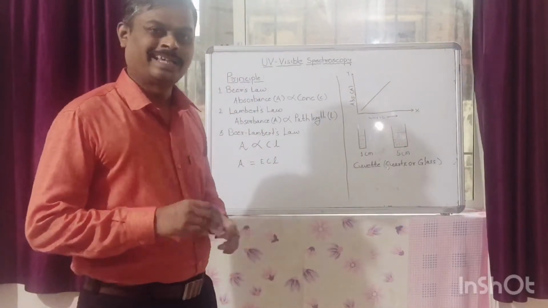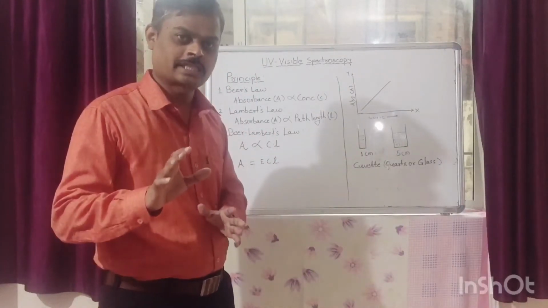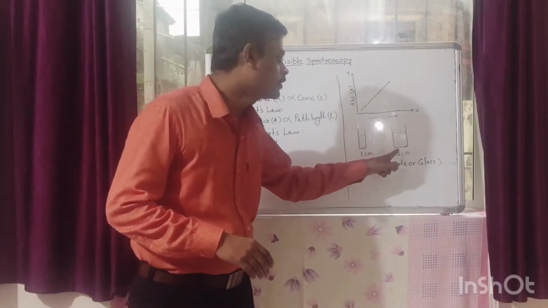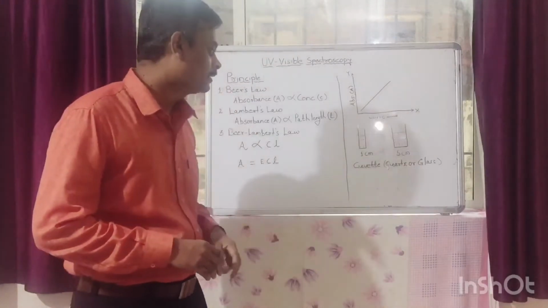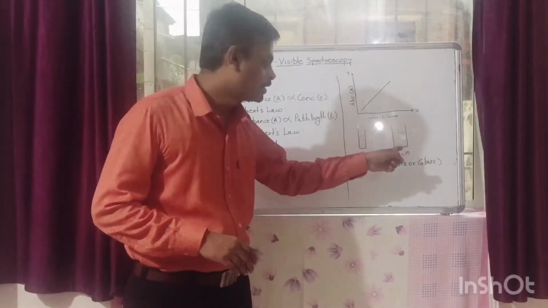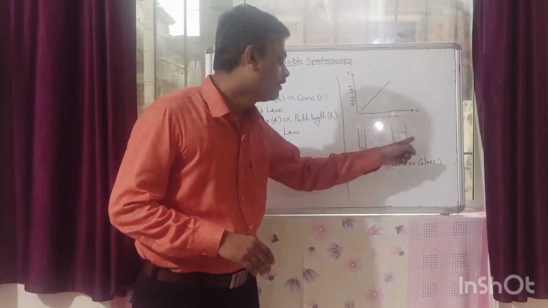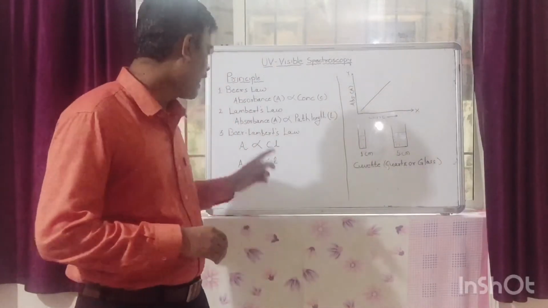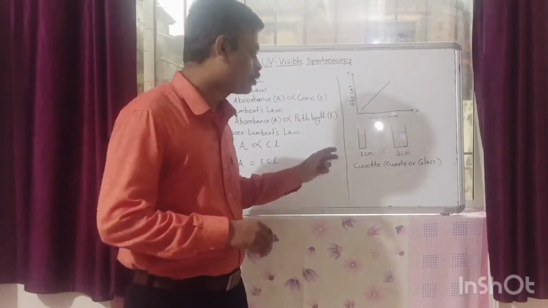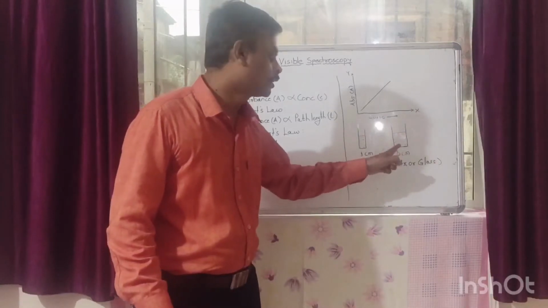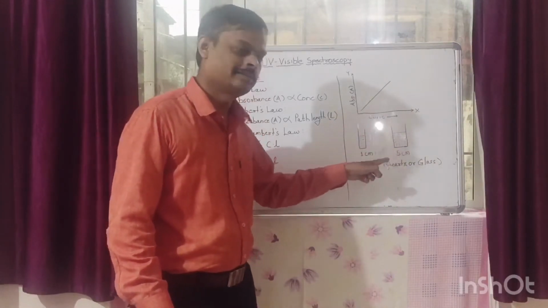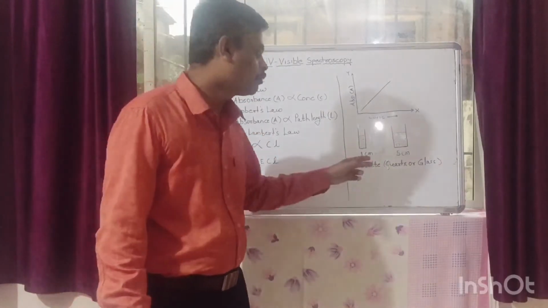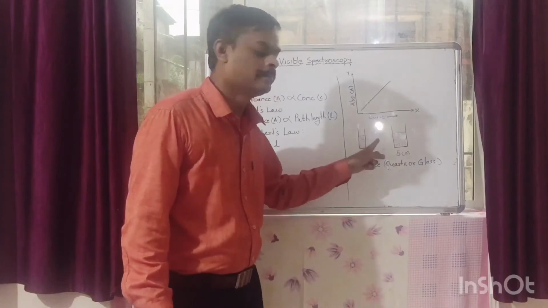For example, if you fill the same concentration of solution in a 1 centimeter cuvette and a 5 centimeter cuvette, here the path length in the 5 centimeter cuvette will be 5 times more than the 1 centimeter cuvette. As per Lambert's law, the absorbance in the 5 centimeter cuvette will be higher than the 1 centimeter cuvette. It will be almost 5 times higher.